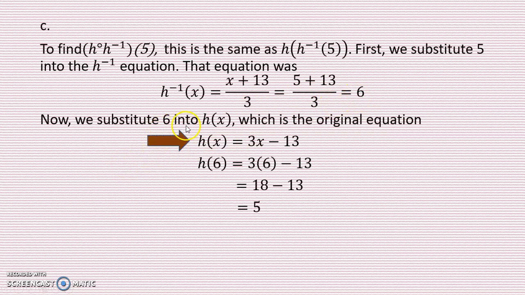Now we substitute 6 into the h of x equation, which was our original equation. So that would give us 3 times 6 minus 13, which is 18 minus 13, which gives us 5 for our final answer of part C.